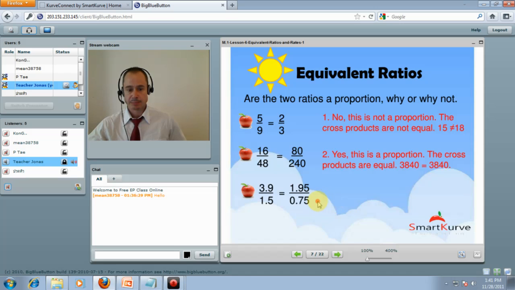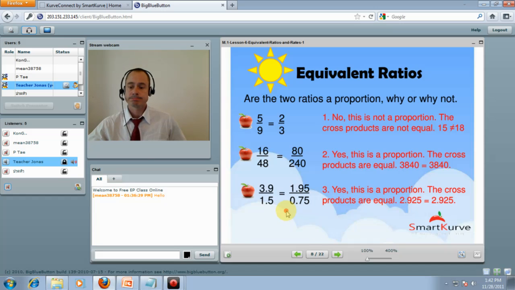And the last example is done exactly the same way. You take this times this, and that times that. Of course, you have to use a calculator here. If you do that, this will show that yes, this is also a proportion. The cross products are equal, and in this case, the product is 2,925. In both cases, the product is the same. So it's a proportion.